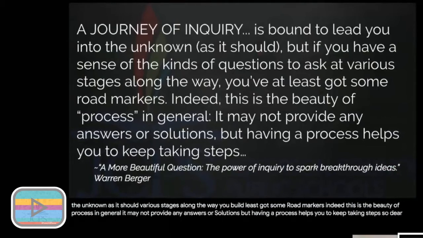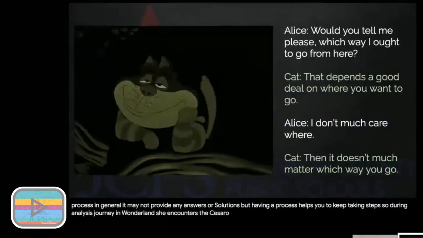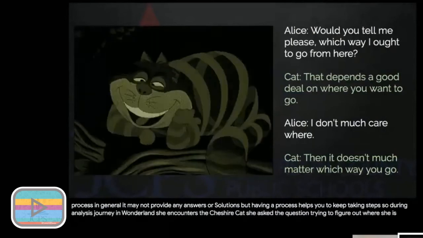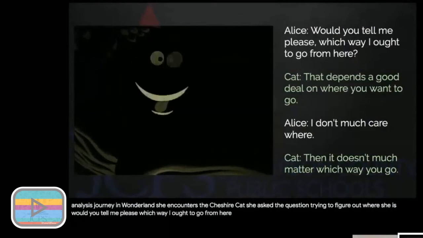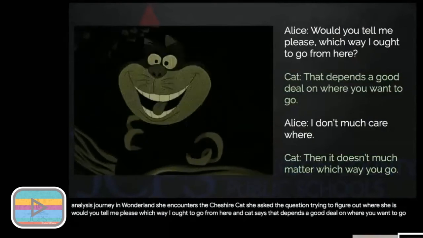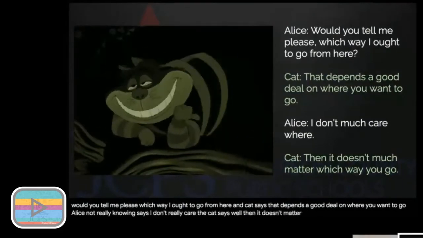So during Alice's journey in Wonderland, she encounters the Cheshire Cat. She asks the question, trying to figure out where she is, "Would you tell me, please, which way I ought to go from here?" The cat says, "That depends a good deal on where you want to go." Alice, not really knowing, says, "I don't really care." The cat says, "Well, then it doesn't matter which way you go."